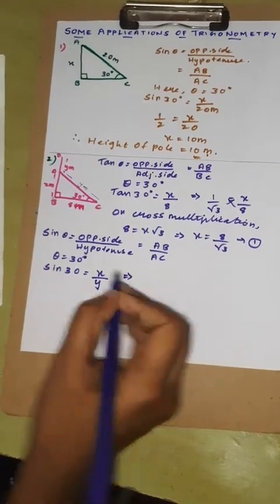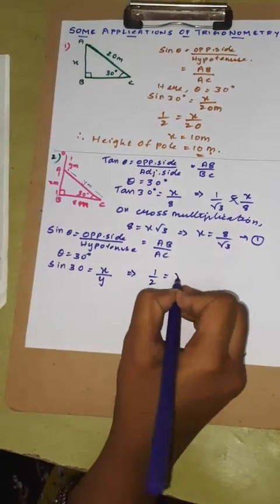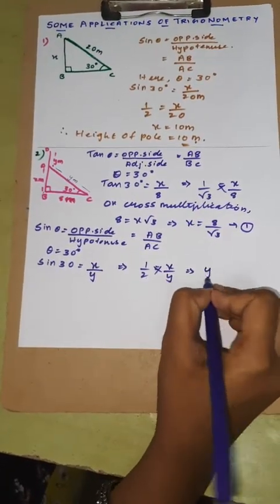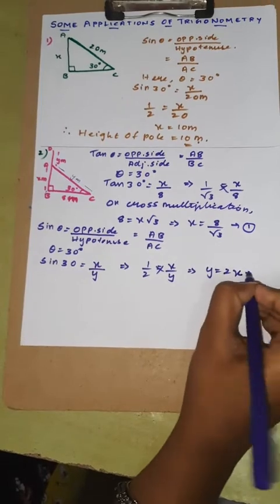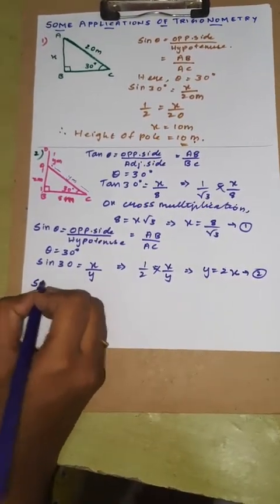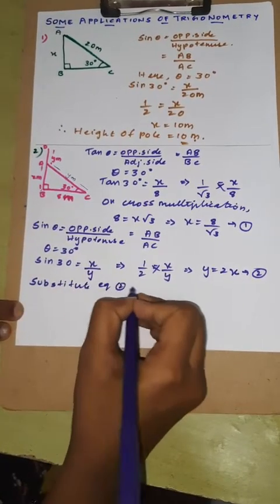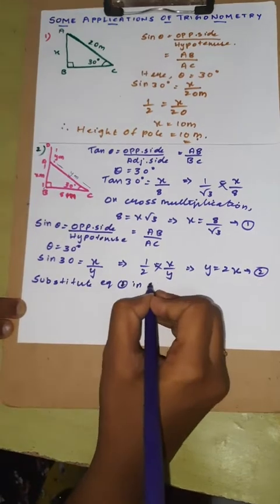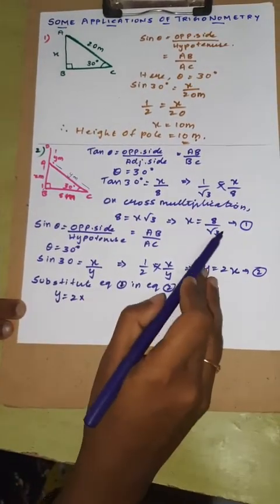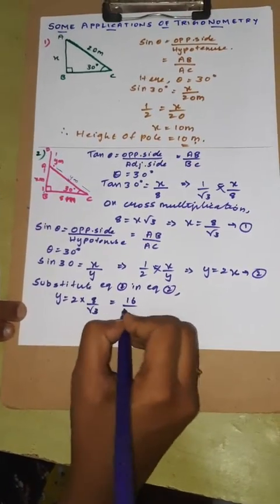Right? So you know that sine 30 degrees value from the trigonometric table is 1 by 2. 1 by 2 is equal to x by y. Again, on cross multiplication, you will be getting y is equal to 2x. Right? So put it as equation number 2. Now substitute equation 1 in equation 2. So y is equal to 2 into, what is x's value from equation 1? It is 8 by root 3. So y is equal to 16 by root 3.